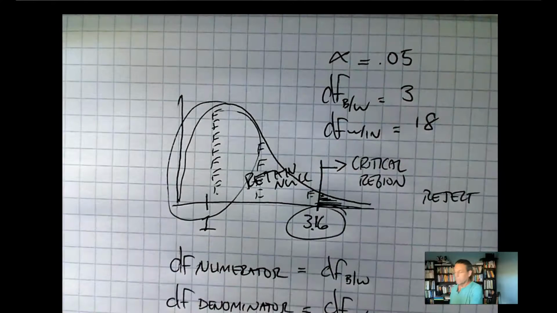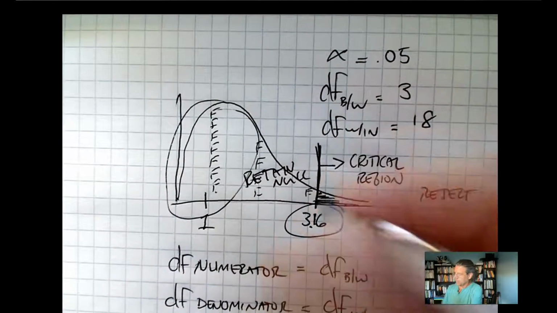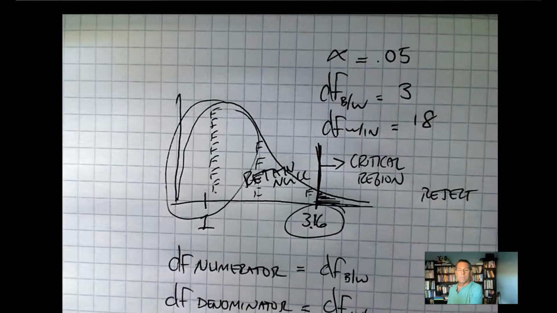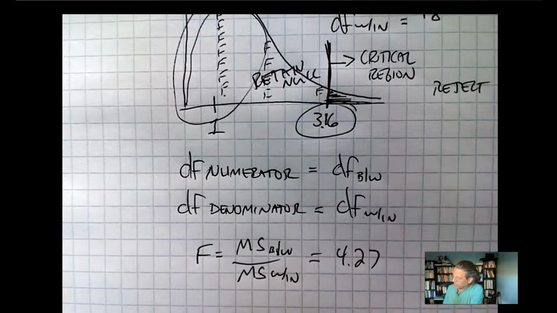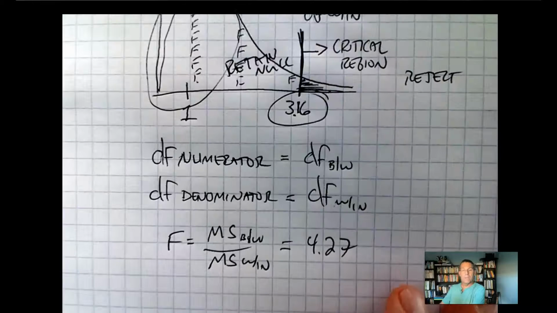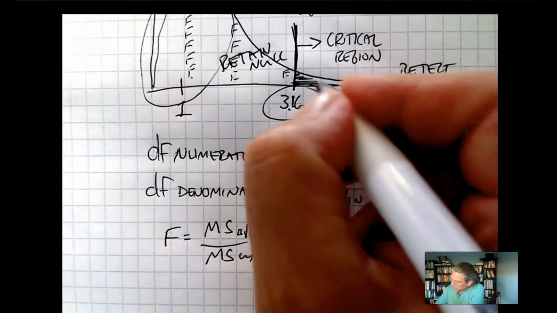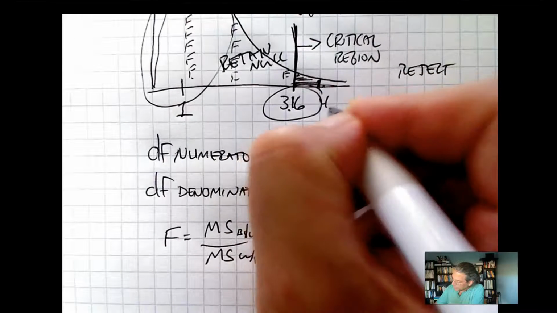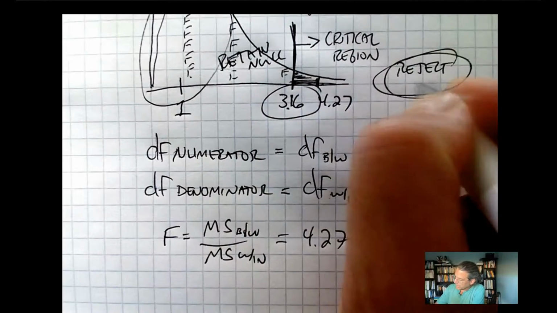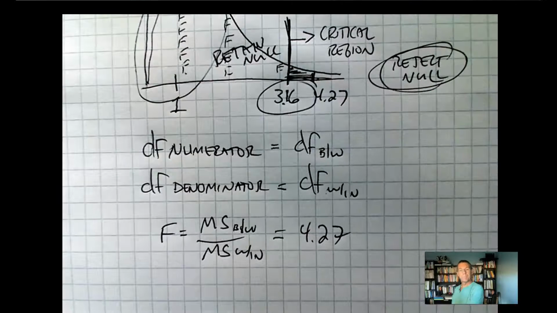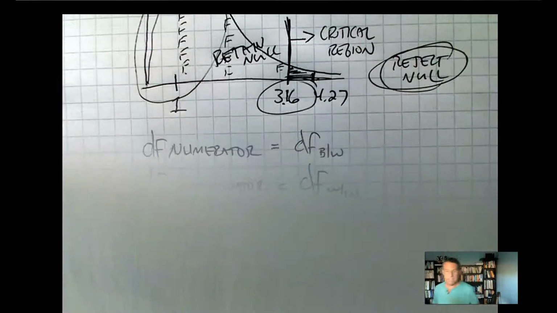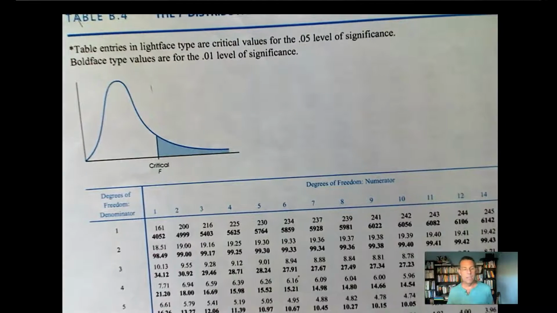Okay. So again, it's always that cutoff. Let's say our F ratio was a 4.27. 4.27 would be up here. It's above 3.16, so we're going to reject the null. Okay, so that's how we find it. So hopefully that answered that question.